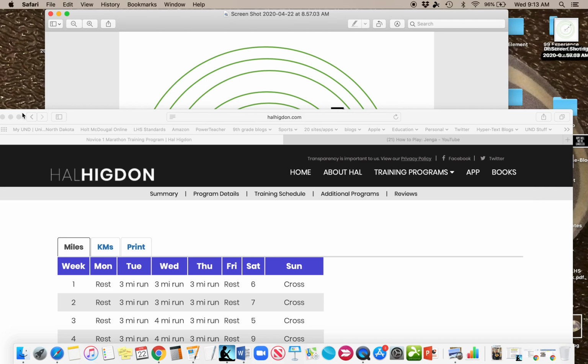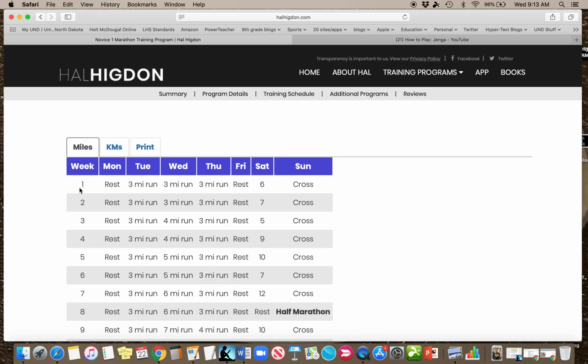But what I love about this training regimen is, here's week 1. Monday, you get off. Perfect. I like that. Tuesday, you go for a 3-mile run. Wednesday, you do another 3-mile run. Thursday, a third 3-mile run. Friday, you get off. Saturday, you run 6 miles. And then Sunday, you do cross training. So you get 2 days of rest plus 3-mile runs and then a big one on Saturday. And then you repeat that again.